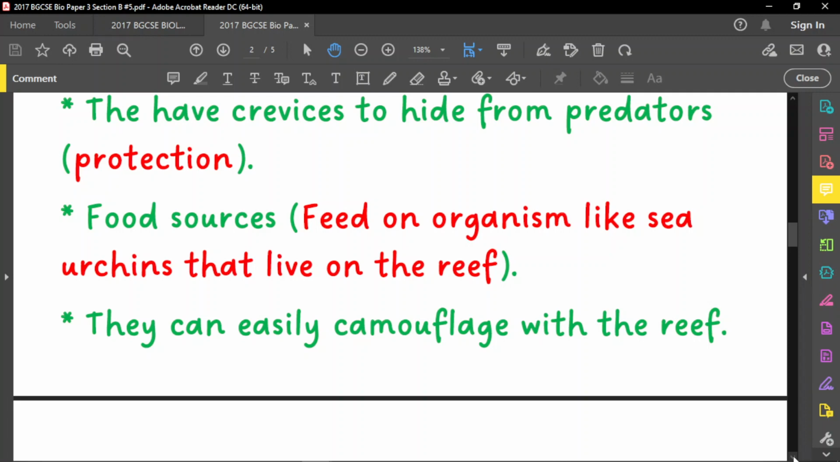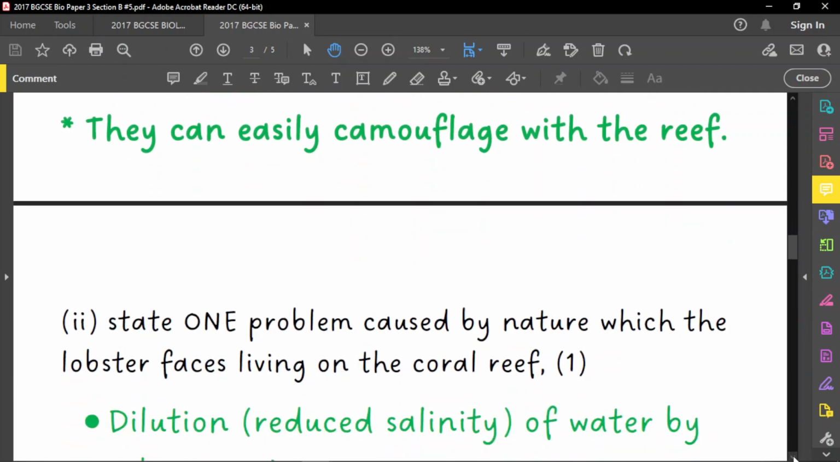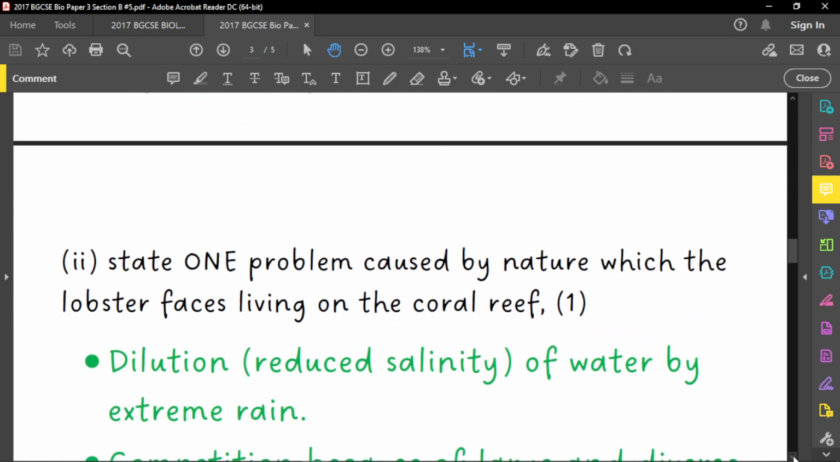They have protection because they can hide from predators within the crevices of the rocks or the rock-like structure. They have a lot of different food sources there, and also they can easily camouflage with the rock-like part of the coral reef.